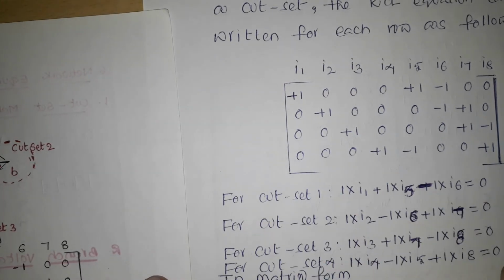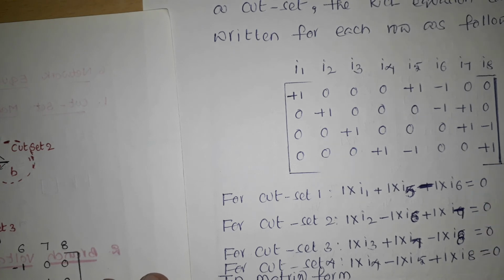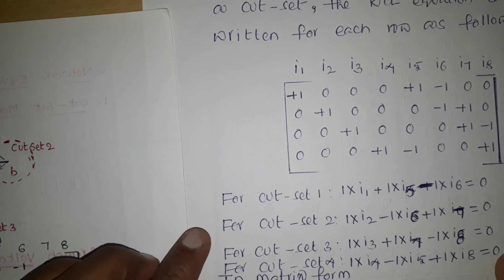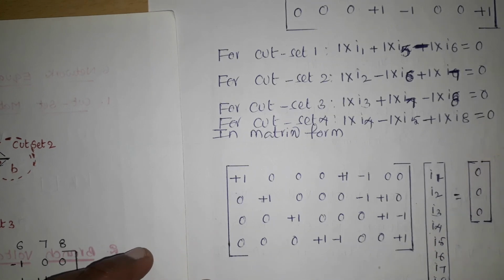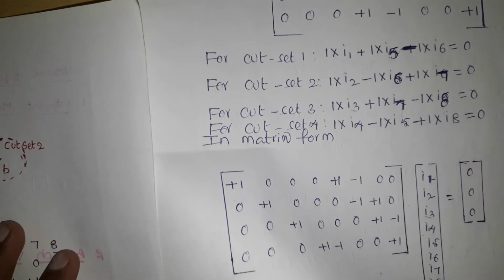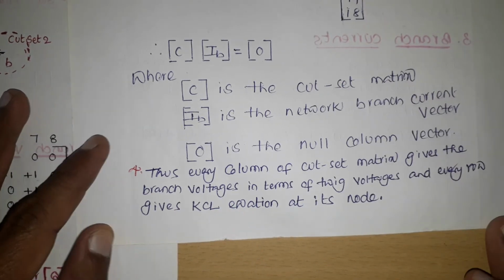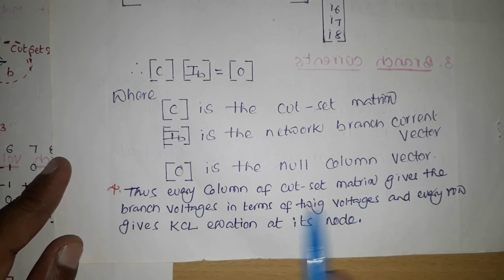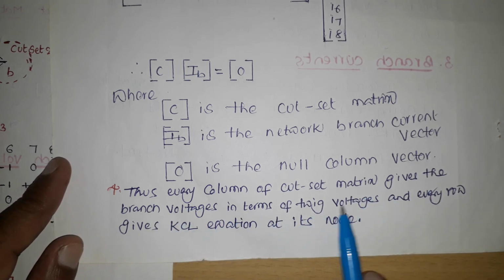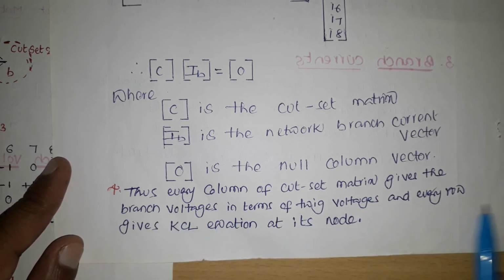So row wise we get KCL equations, and column wise we can write branch voltages as a function of twig voltages. Thus every column of the cut set matrix gives the branch voltages in terms of twig voltages, and every row gives the KCL equation at its node. So that is the importance of the cut set matrix.